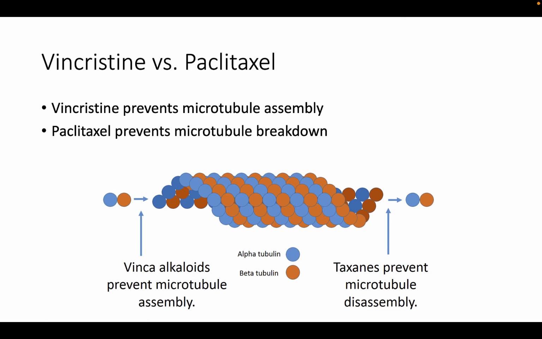So if we look at these in a review, vincristine prevents microtubule assembly, Paclitaxel prevents microtubule breakdown. So one stops the microtubules from ever being formed, the other stops them from being broken down once they're formed. Both have the effect of stopping mitosis.